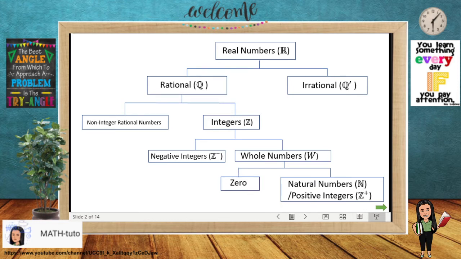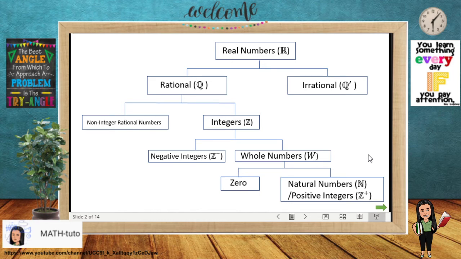For integers, since the symbol is capital letter Z, we will just write a negative symbol as a superscript to denote negative integers, and a positive symbol as a superscript of capital letter Z to denote positive integers. Natural numbers, capital letter N. The positive integers or natural numbers can also be called counting numbers. Okay?